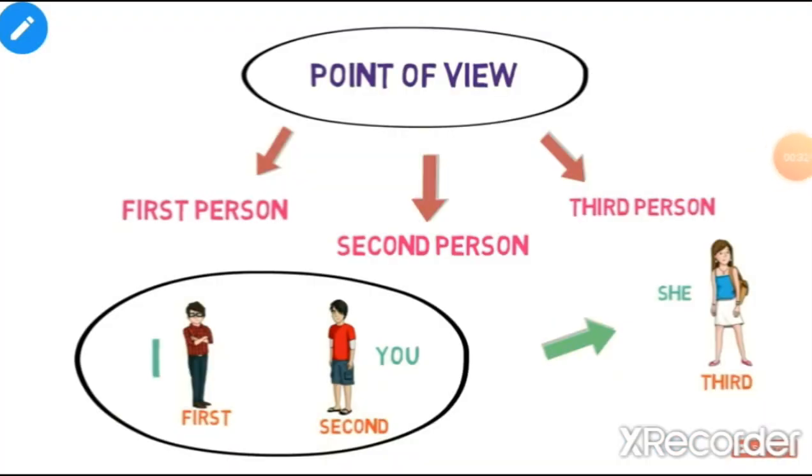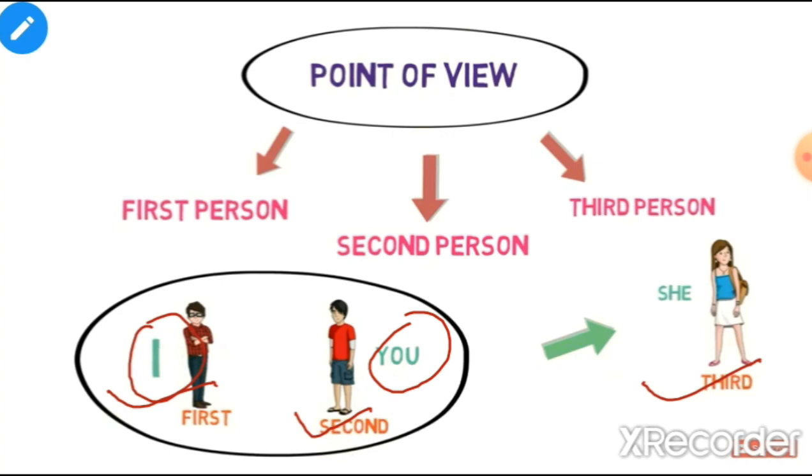They refer to three persons, namely first person, second person, and third person, and genders, namely male, female, and neuter. First person means the speaker of the sentence. Example: I and we. Second person, the person spoken to. Example: you. Third person, the person that the speaker is talking about. Example: he, she, it, they.